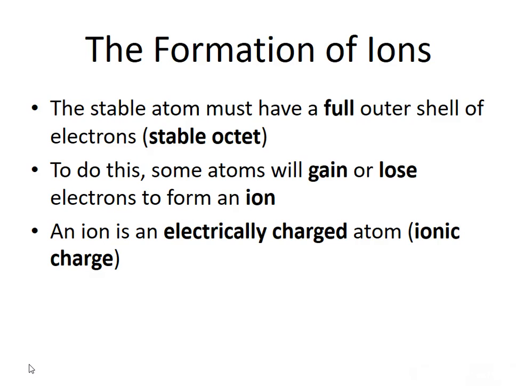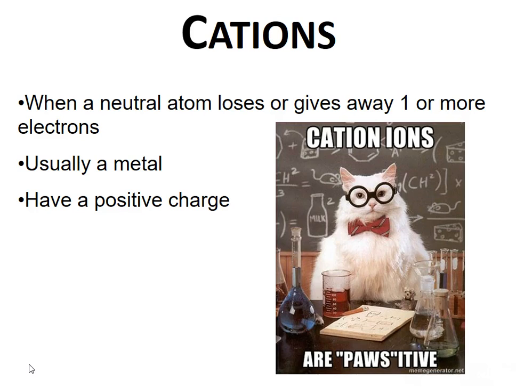So to become a stable atom and to have a full outer shell of electrons, atoms are going to have to gain or lose electrons. And when they do that, we call it an ion. So an atom will form an ion when it gains or loses an electron. An ion is actually an electrically charged atom, and we call its charge an ionic charge. So there are 2 types of ions that can form.